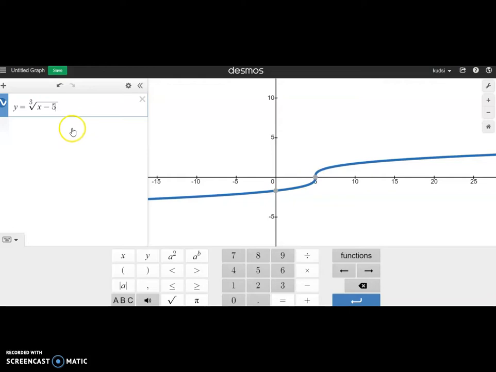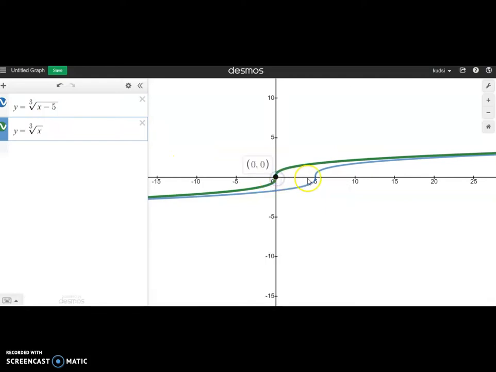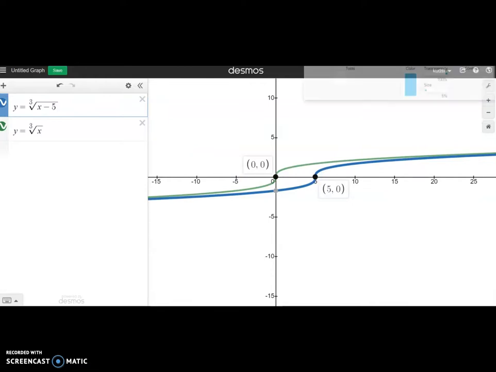Okay, so let's think about that. Copy that and paste it. Let's go back, put the original. Take out that minus 5. The original, take a look, here's the key. The original went through 0, 0. The new one goes through 0, 5.